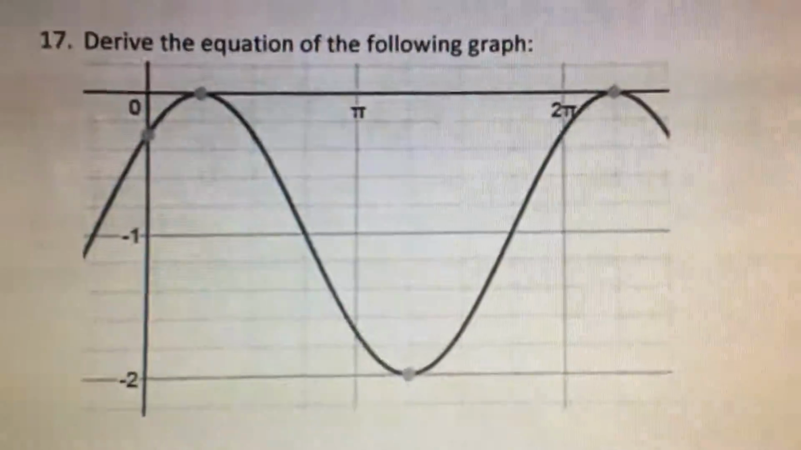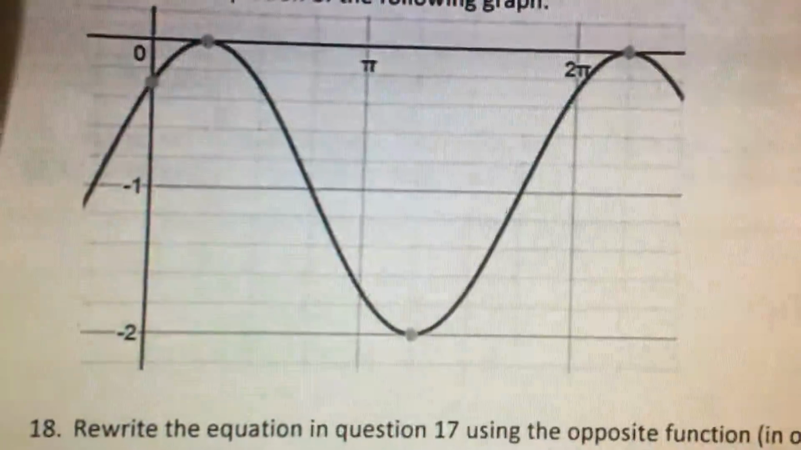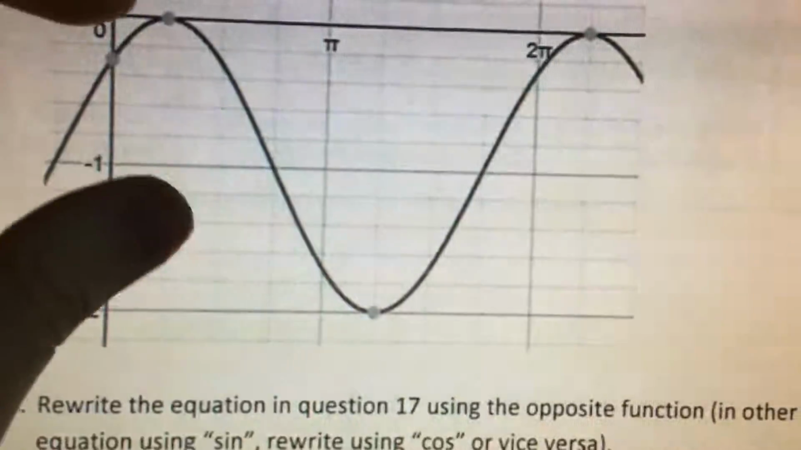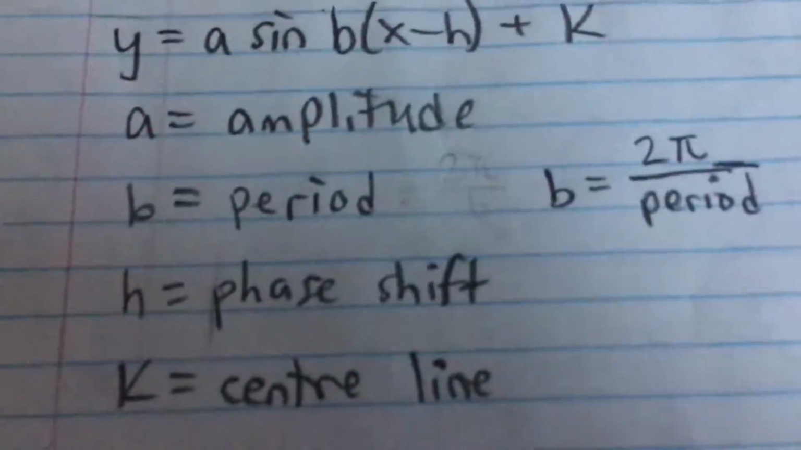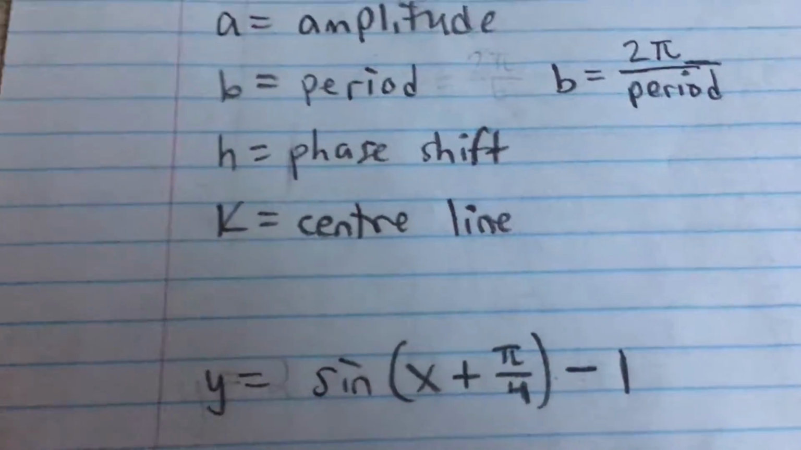A, being the amplitude, is the distance between the center and the top. It's kind of like how large it is vertically. So as you can see, it's only 1 unit from here to here, so our amplitude is 1. And so our A value is just 1, so we don't actually have a value in front.